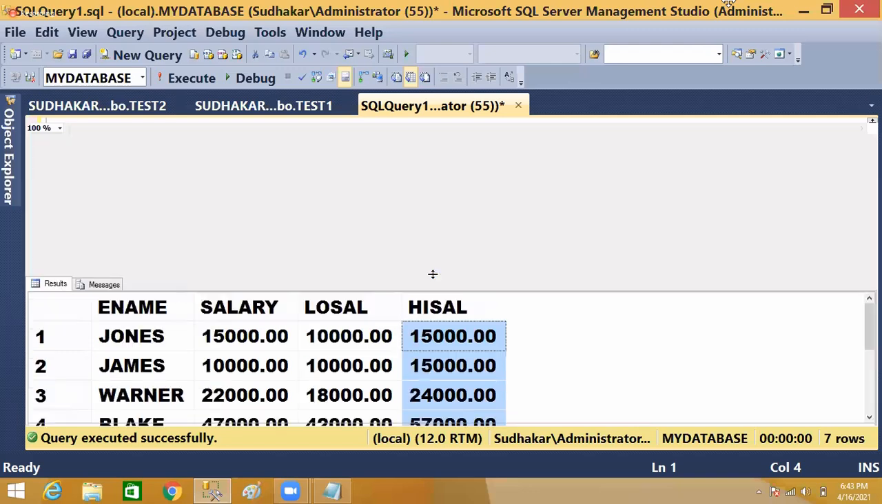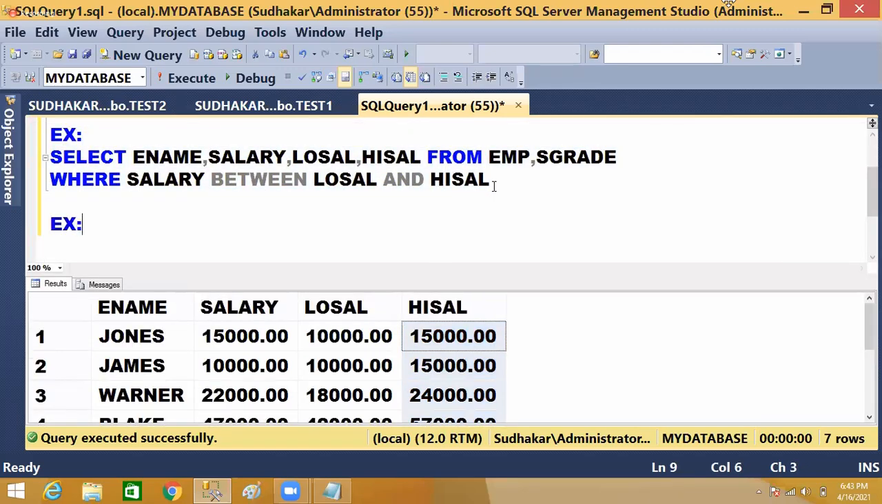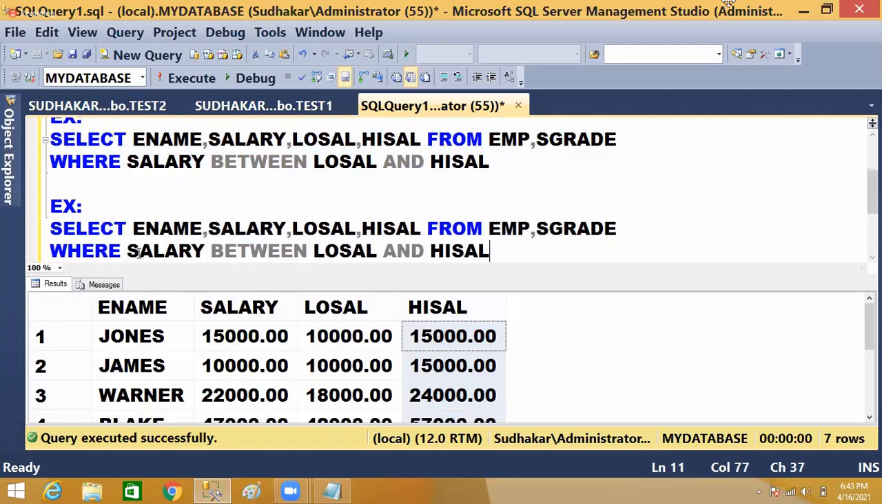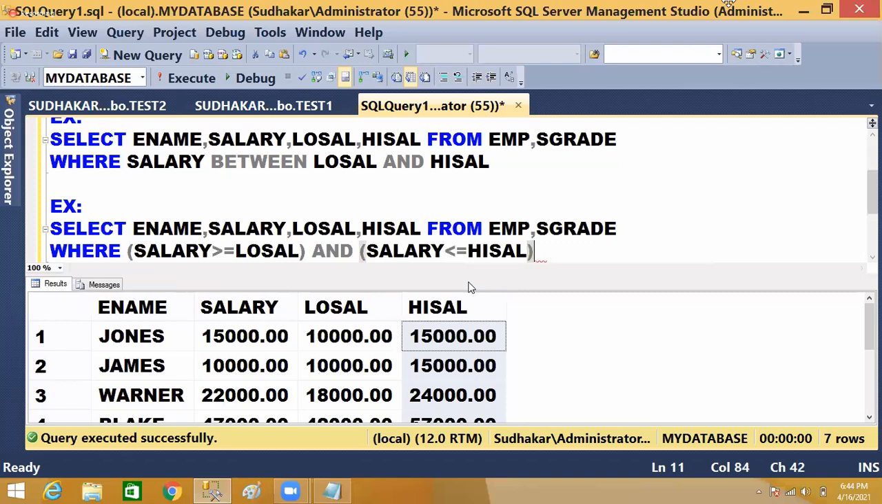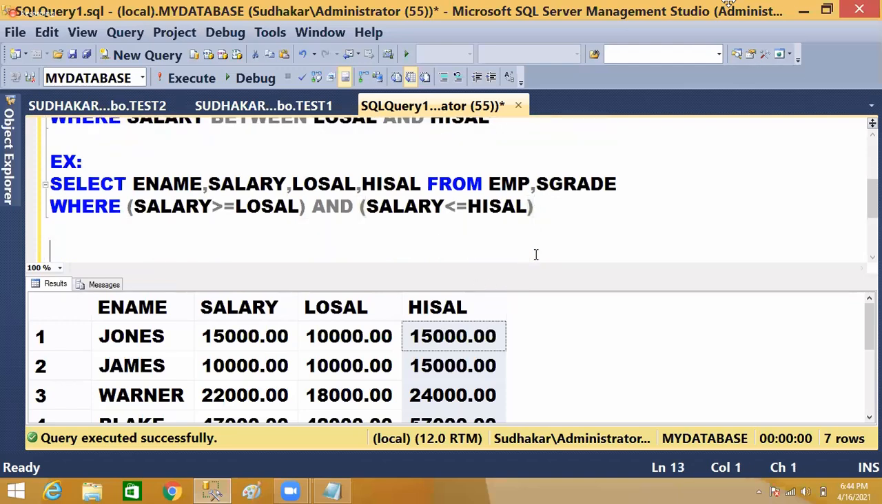And the same example, guys, even though you can write it in another manner also. In place of the between operator, can I use it like this? Where salary is greater than or equals to low salary, and operator, salary is less than or equals to high salary. So in place of the between operator, can I use it like this? Yes, so we can use it.